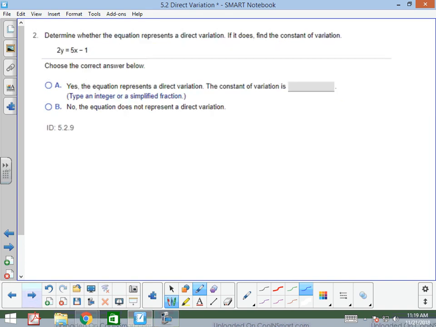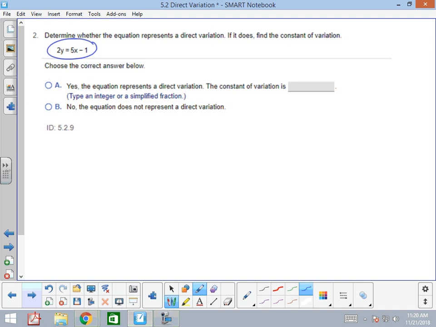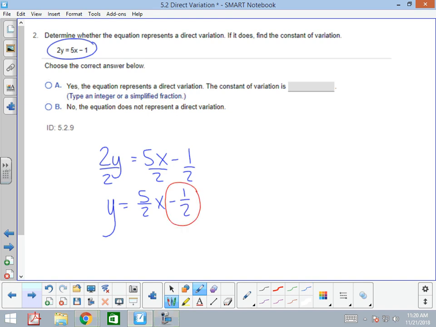Number 2, determine whether the equation represents a direct variation. If it does, find the constant of variation. We're going to take this equation and solve it for y. We divide each term by 2, trying to get y by itself, and we get 5/2 x minus 1/2. Since there is a term being added or subtracted from the x term, it does not represent a direct variation. So we're going to circle B.